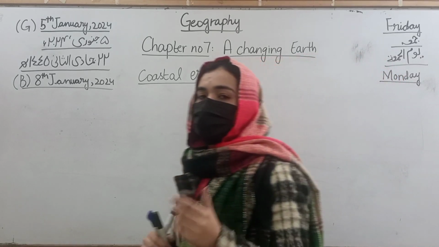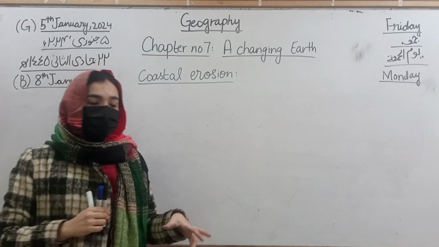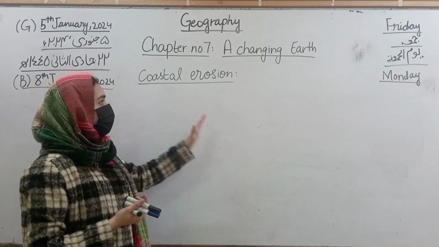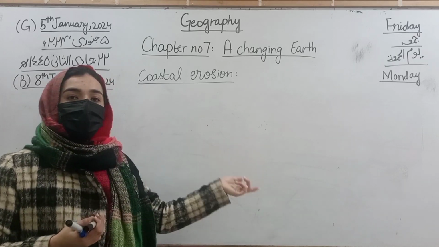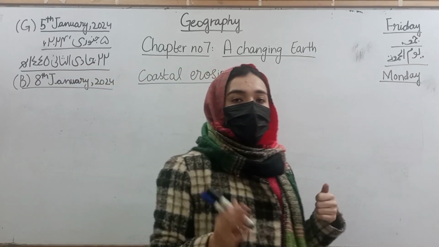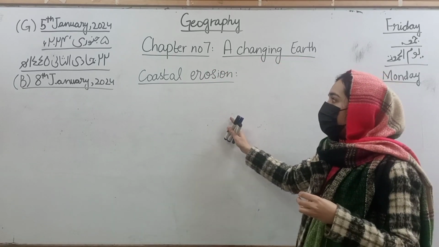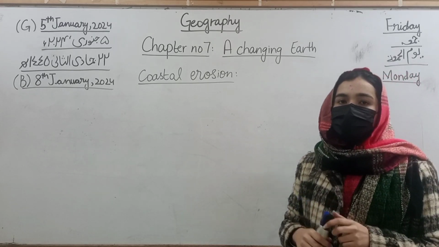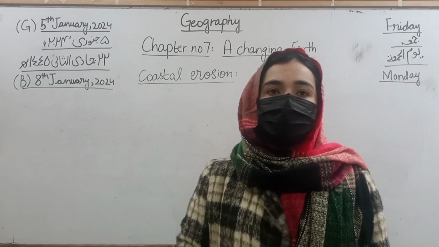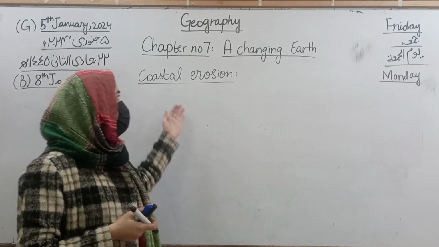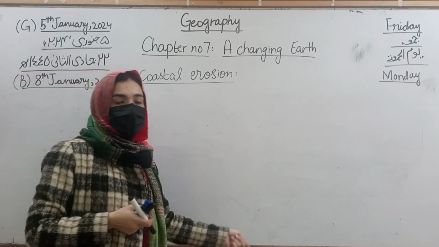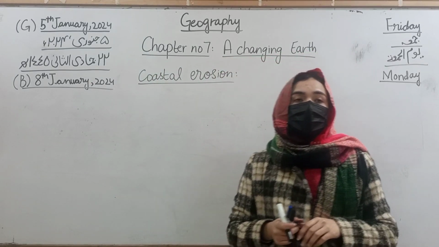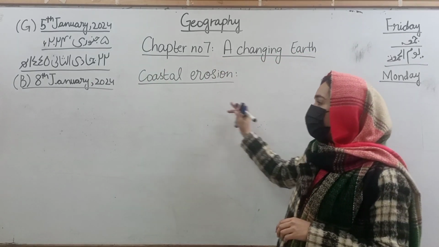So we can say that the particles that are broken down by the process of weathering are moved from one place to another along the coast of the sea. So coastal erosion is the erosion of the soil or land along the coast of a river or sea. In how many ways does coastal erosion occur? Yes, good. There are 4 ways by which coastal erosion occurs.